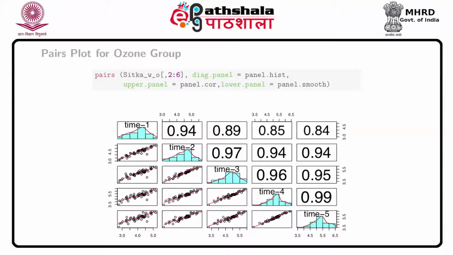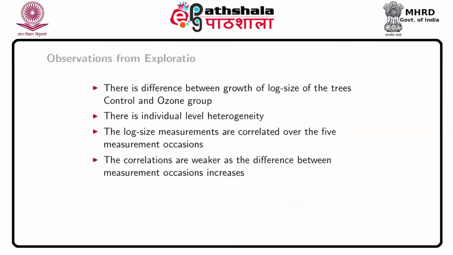For the ozone group also the correlations are pretty high, except for time 1 and times 3, 4 and 5. So with an increase in time the correlation is tapering a bit, but that again is not very conclusive evidence of whether we are going to fit an AR(1) or an exchangeable correlation structure. Now, to start off, let's summarize the observations. The first is that there is a difference between the growth of log size for trees between the control group and the ozone group.